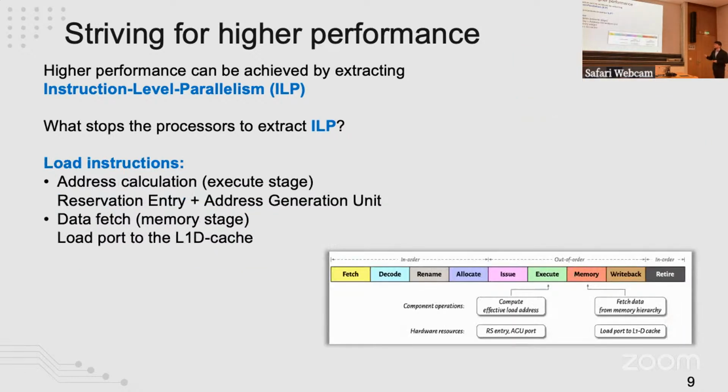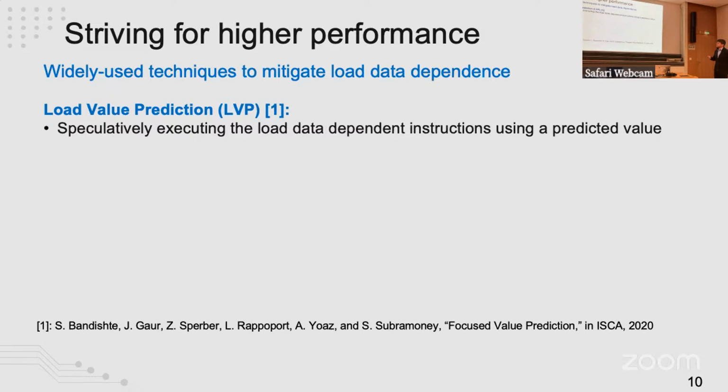One instruction that causes significant problems is the load instruction, for many reasons, but the main ones are that it consists of two distinct operations. First is the address calculation that is completed during the execute stage, and it requires a reservation entry and an address generation unit. After that, in the memory stage, we need to fetch the data from the memory hierarchy, and that requires a load port into the first level cache.